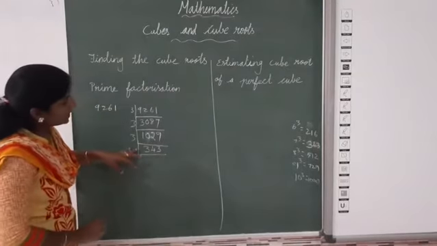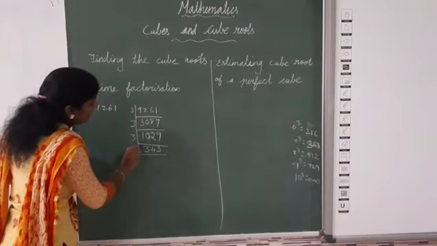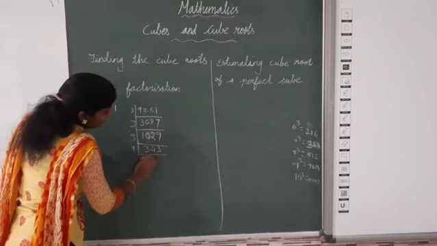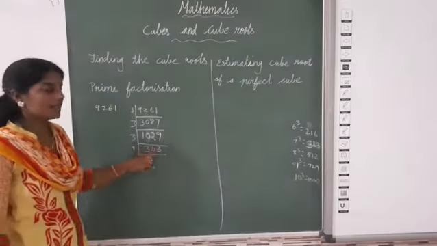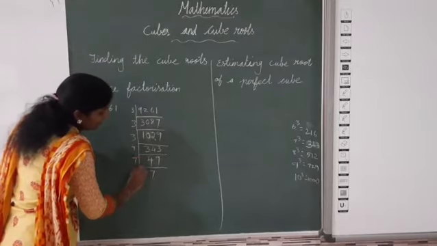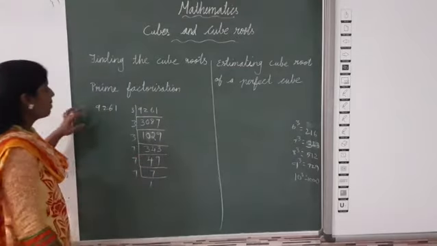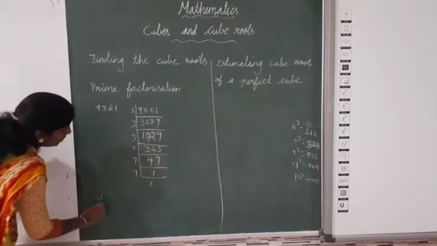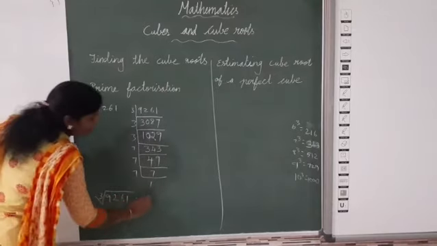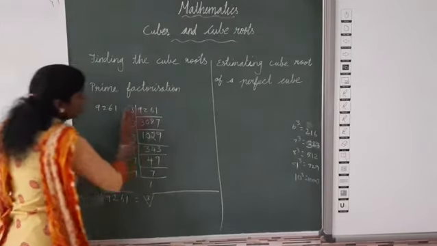Then which table can we use here? 7 table. 7 4's are 28. 9 7's are 63. Then 7 table, 7 7's are 49, 7 table 1. Now what is the cube root? Cube root of 9261 is equal to cube root of, what are the numbers?